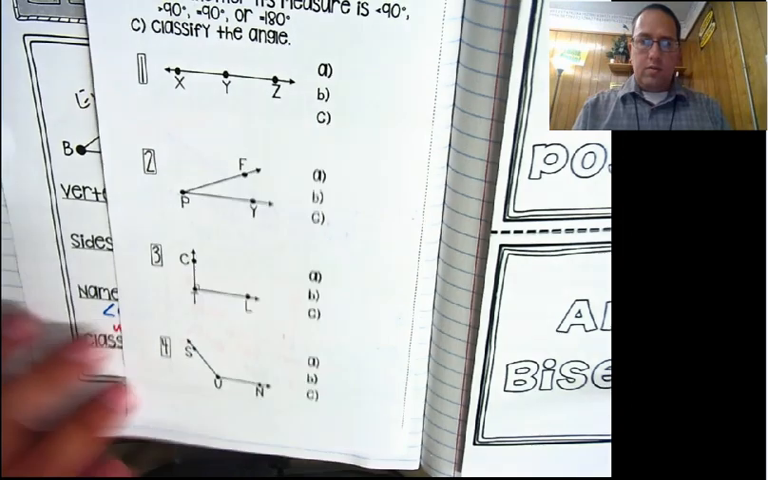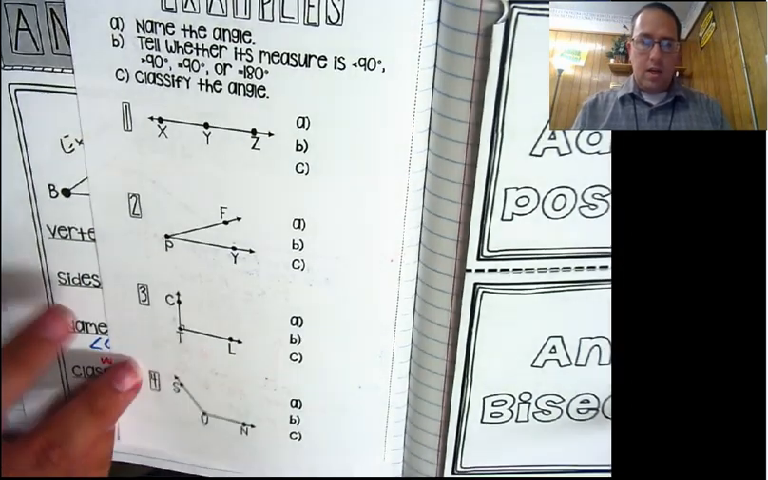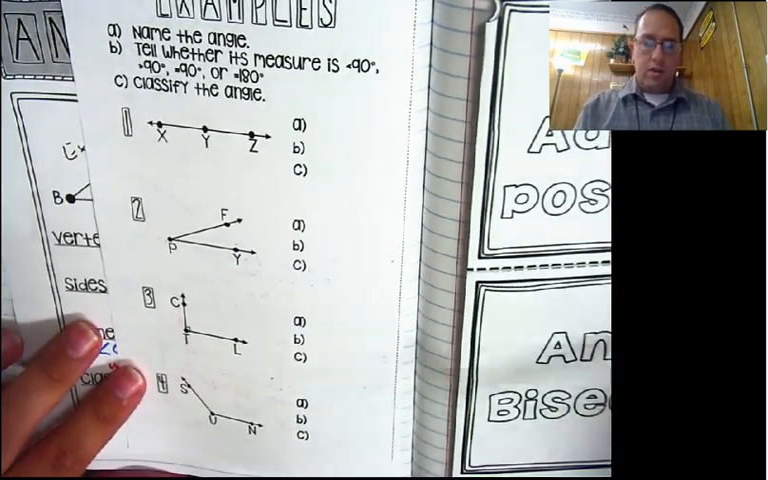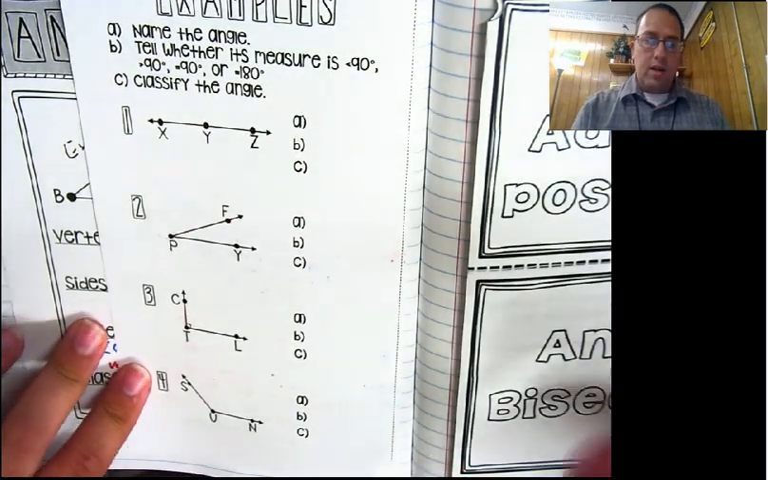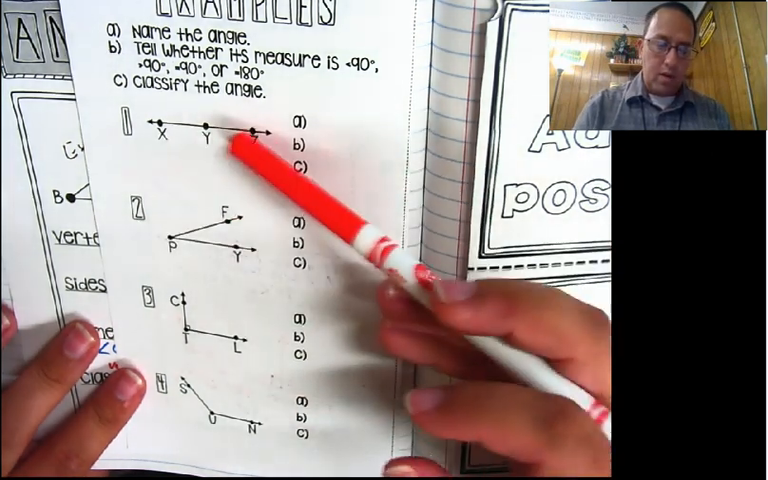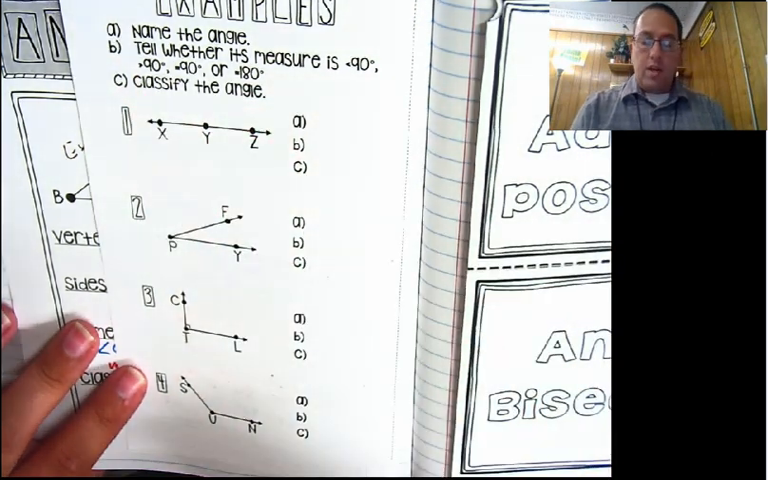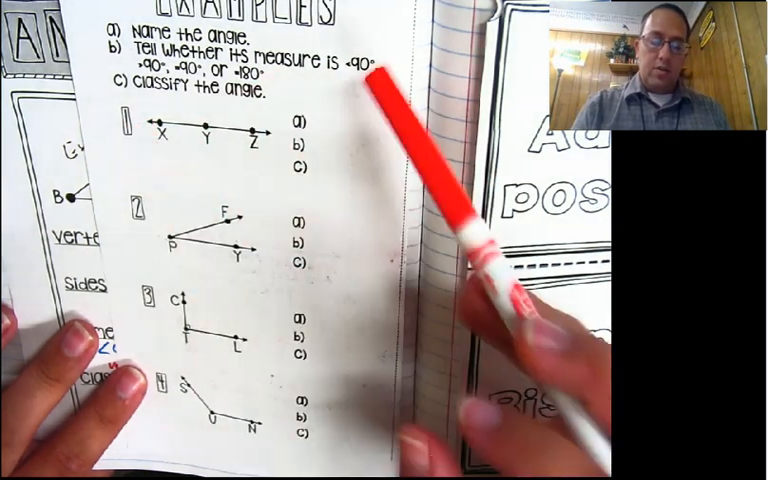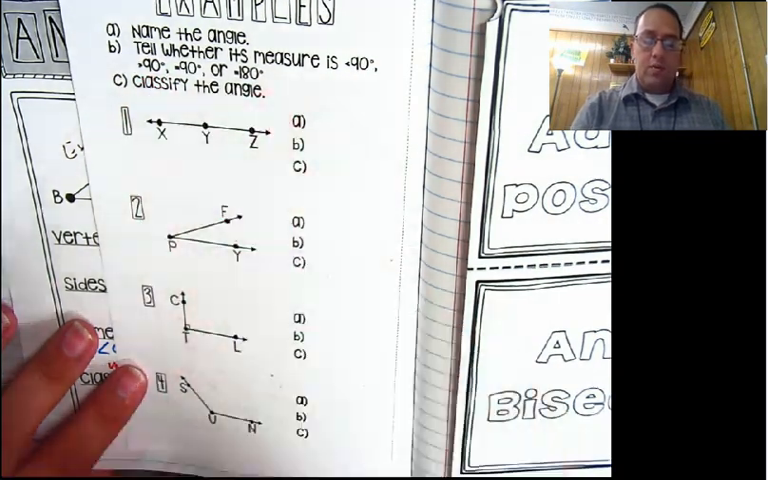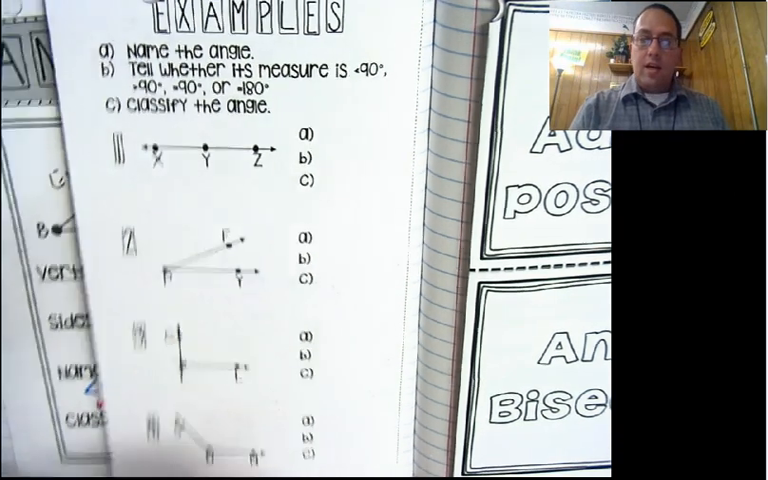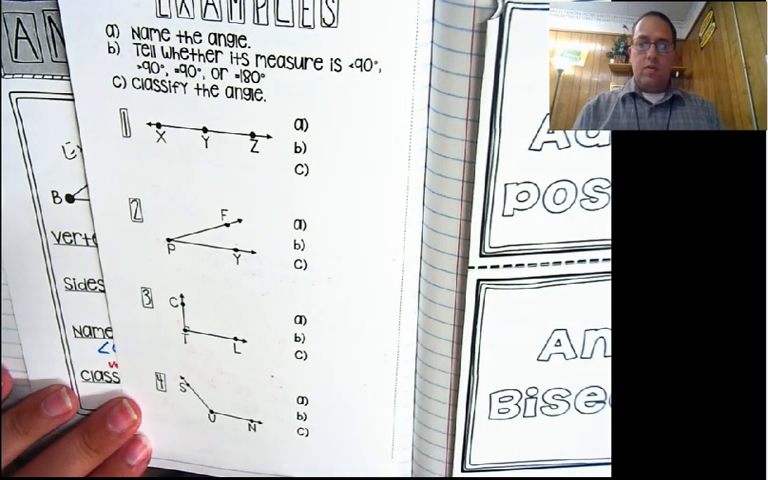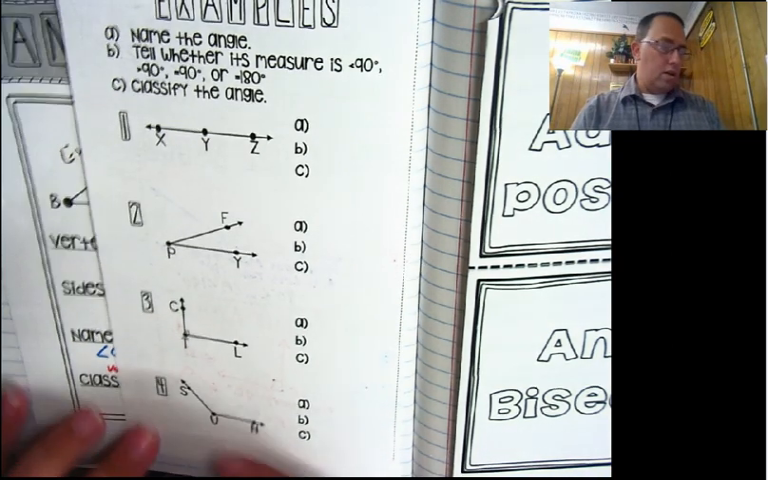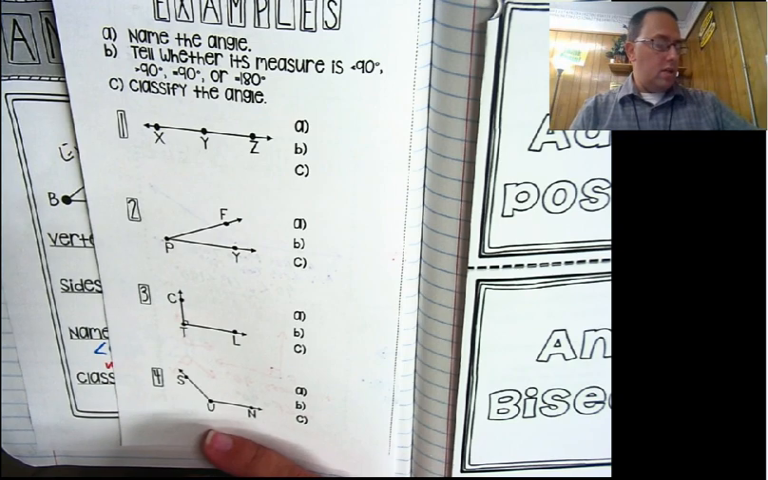So cute. All right, now, what I want you to do, I want you to pause the video and answer these 4 questions here. I want you to A, name the angle. Angle X, angle Y, angle JKL, whatever. Tell whether the measure is greater than 90, less than 90, equal to 90, or equal to 180, and then classify the angle. So pause the video and do those 4 real quick. All right, let's see how you did.